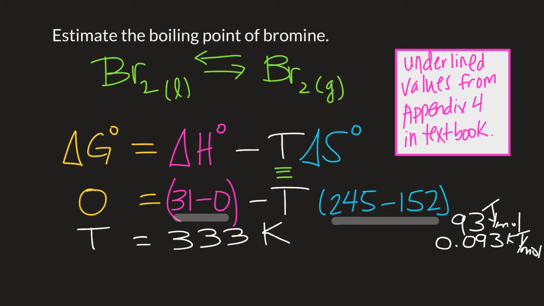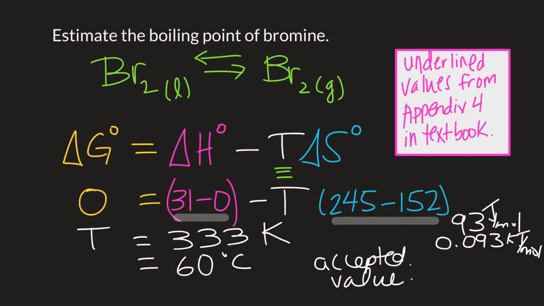Normally when we're looking at boiling points, we'll do it in degrees Celsius. So if you subtract 273 from that, you get an approximate answer. So I wouldn't say equals here, but approximately 60 degrees Celsius. And the literature value, or the accepted value, if you look it up, for the boiling point of bromine is about 59 degrees Celsius. So I just think it's so cool that this method kind of works.